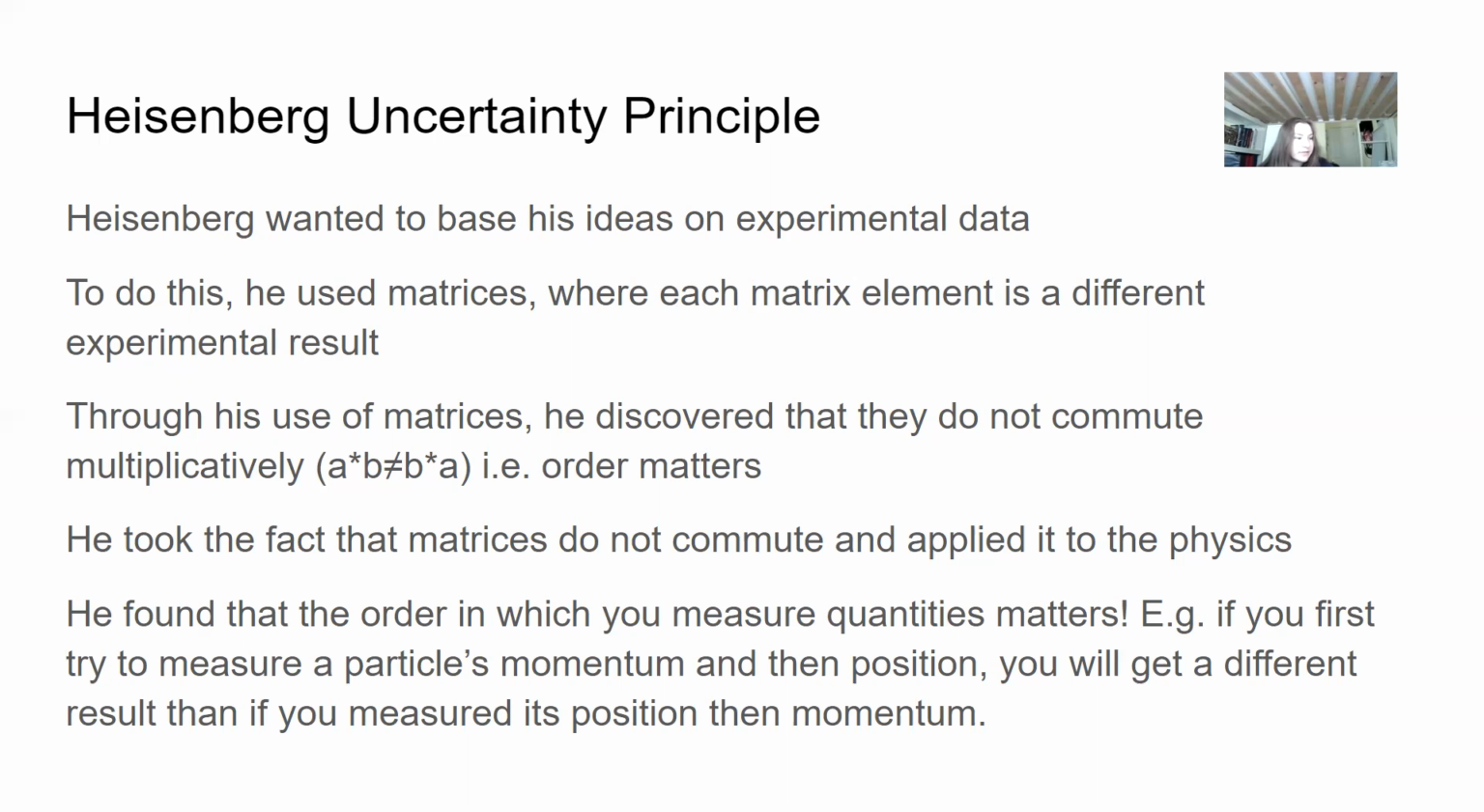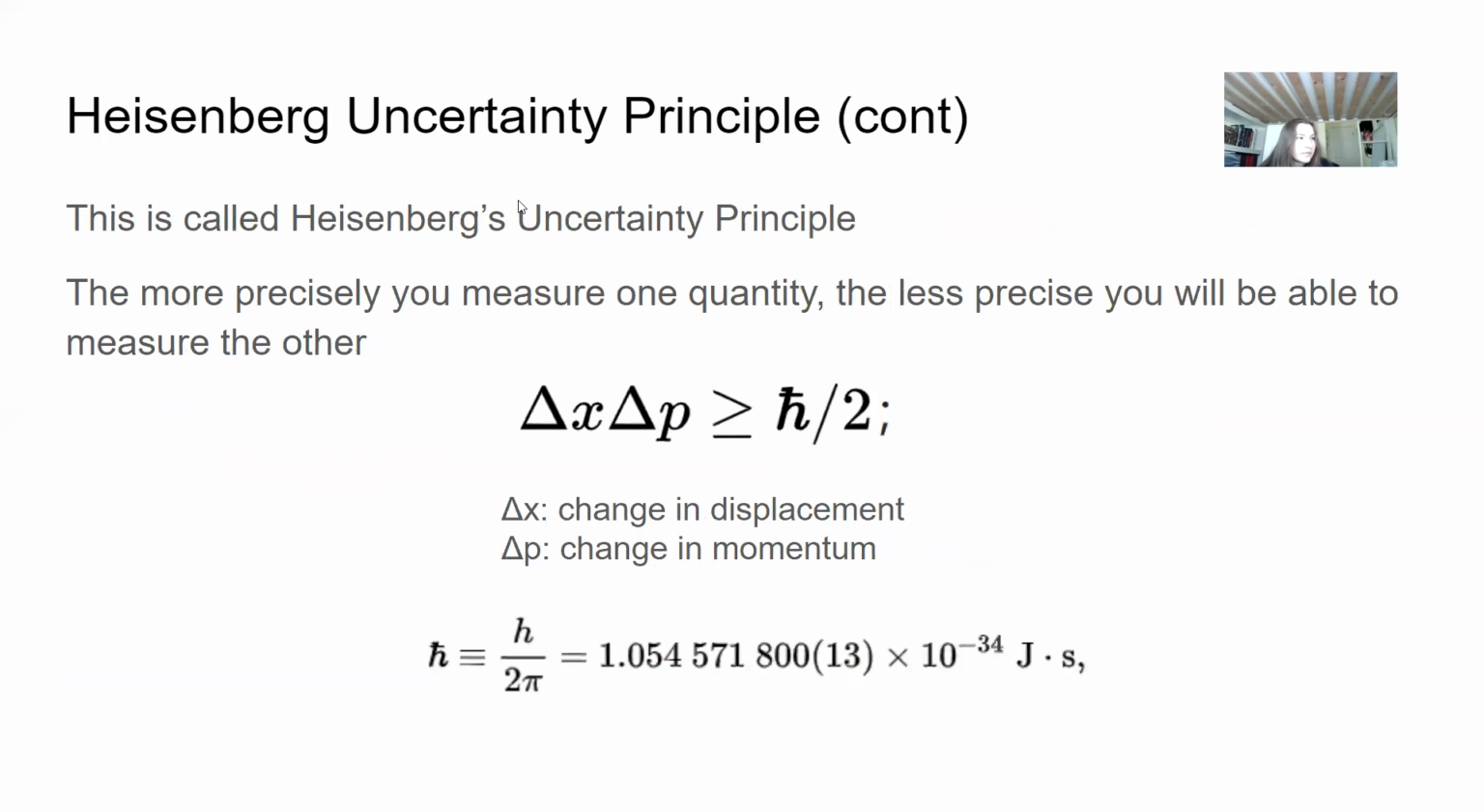He took this fact that matrices do not commute and applied it to the physics. In doing this, he found that the order in which you measure quantities matters. For example, if you try to measure a particle's momentum and then position, you will get a different result than if you measured its position then momentum. This is called Heisenberg's uncertainty principle.